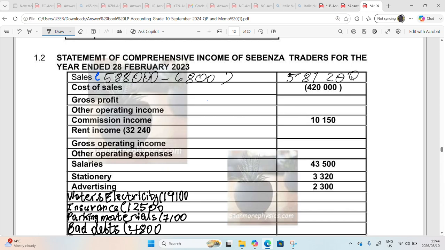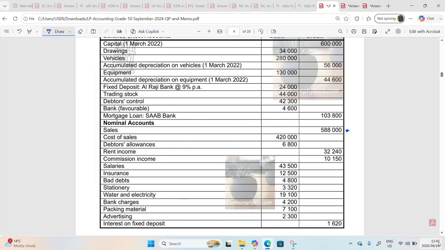Then get an amount of 581,200. After that, you're going to take your sales minus cost of sales. Then you will have a gross profit of 161,200. All right. So what else do you record? You record your other operating incomes. Commission is already given. Rent income, guys, as you can see, we are going to have to calculate and make adjustments. So let's go and check adjustments.